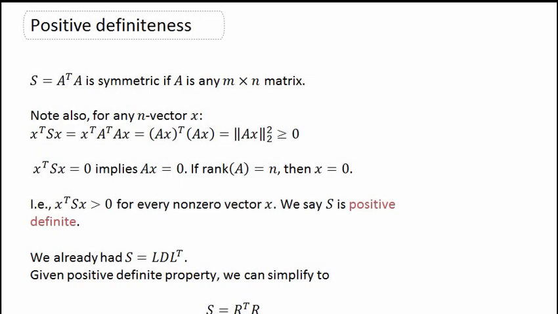So now we've seen that in the normal equations, this matrix S equals A transpose A that we get is a symmetric matrix, regardless of what A is, even though A is rectangular. And that means, remember, that S is equal to LDL transpose. We have this factorization, which is really just a special form of the LU factorization, with no pivoting. So if we turn off pivoting in the LU factorization, we can do this.